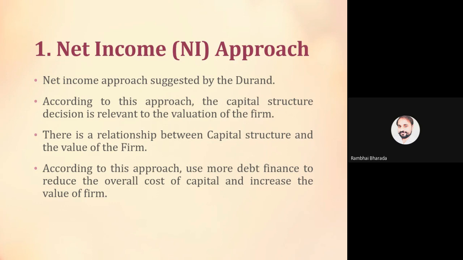Under the relevance theory, we have number one, the net income approach. So, the net income approach is a part of relevance theory. There is a relation between capital structure and value of the firm. And if you look here, the core of this theory is that as the company uses more debt capital, the overall cost of capital will reduce, and as the overall cost of capital reduces, the market value of the company will increase.